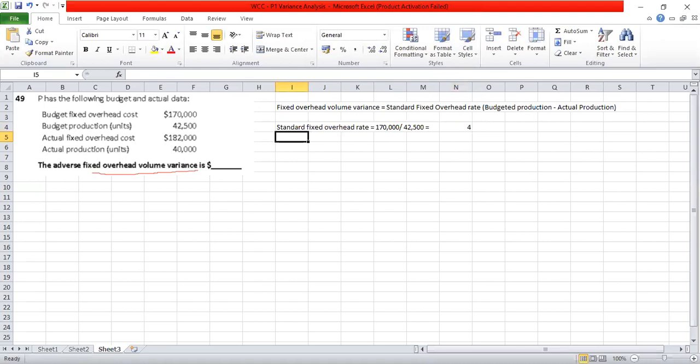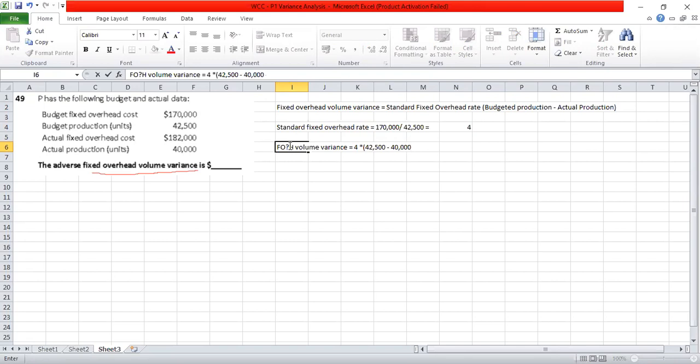Simply substitute the value. We know the production also. We have fixed overhead volume variance is equal to 4 into, in brackets, the production, 42,500 minus 40,000.